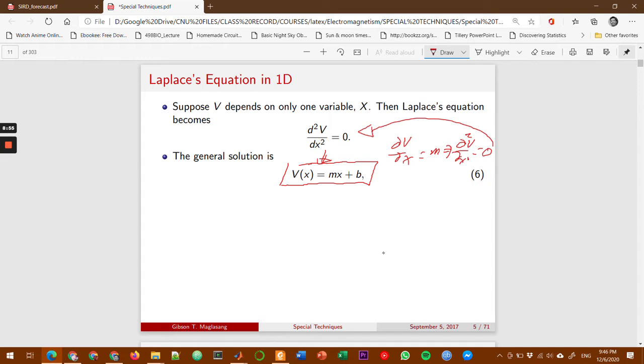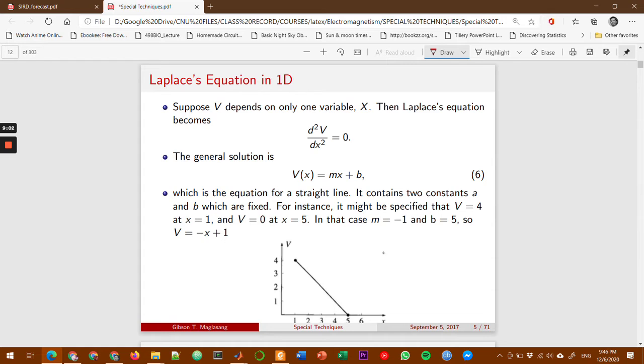Since this equation is the equation of a line, you are correct, that's the equation of a line. So it is an equation for a straight line, and it contains two constants, a and b. But in this case, we have constants m and b. These are actually fixed. For instance, it might be specified that the potential is 4 at position x equals 1, and the potential is 0 at position x equals 5. So you can easily calculate the slope and the y-intercept, because you have two unknowns, so you need two equations.